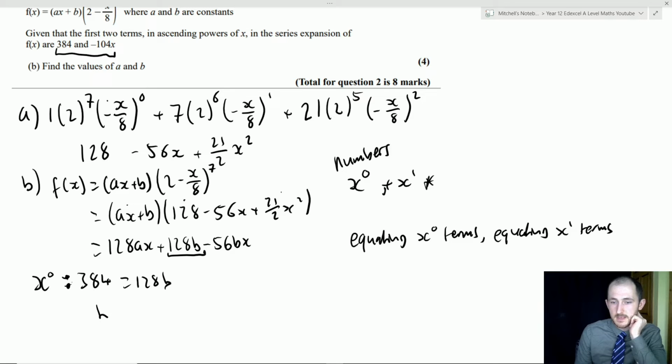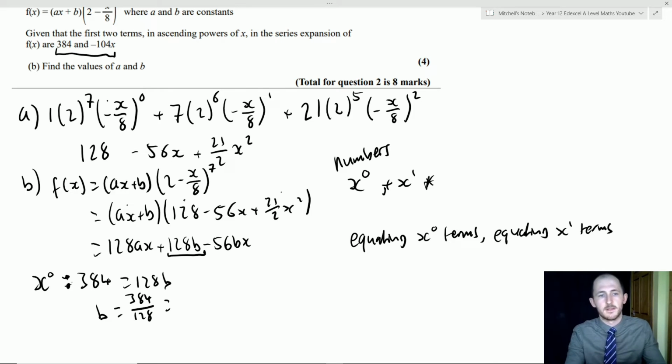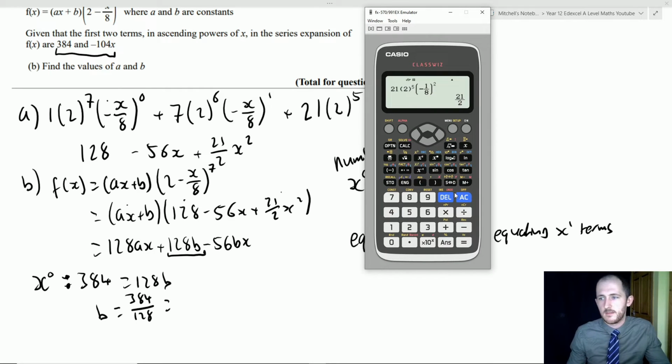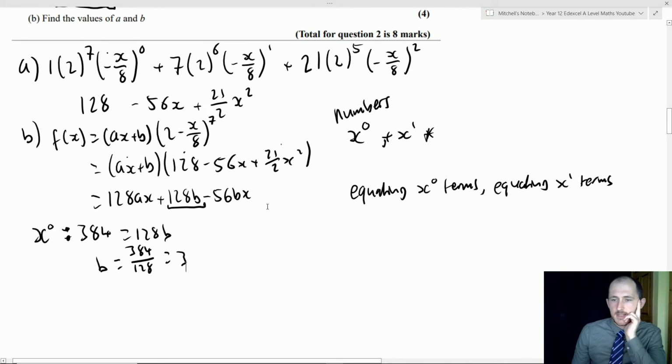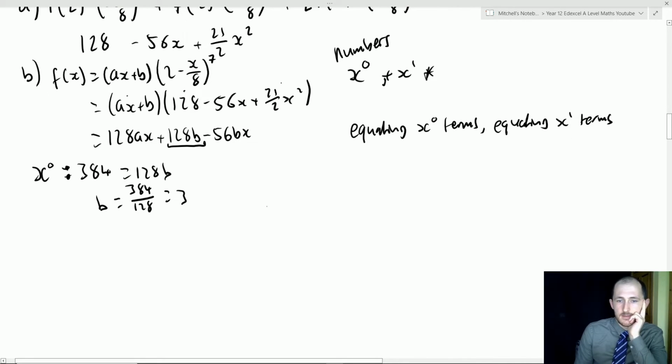So in other words, b equals 384 over 128. Okay? So again, don't risk it. Even if it is basic maths, just do 384. See? Use a calculator.